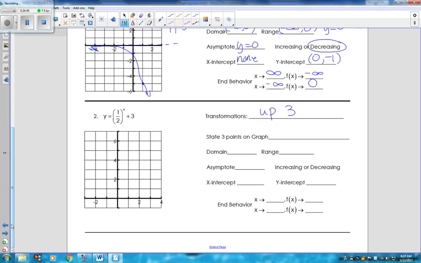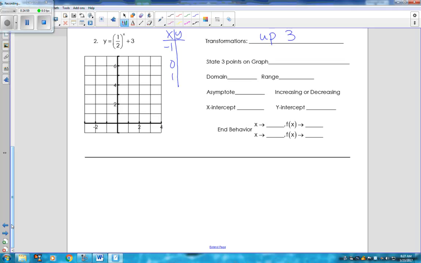Okay, so we need to state 3 points. And I'm going to choose the same 3 points I always choose, -1, 0, and 1. If they turn out to be too messy, I'll pick another. This might be easier instead of making a chart to do it like this. F of -1, and I'll fill it into the chart in a minute. So I have 1/2 to the -1 power plus 3. So I substituted -1 for the x.